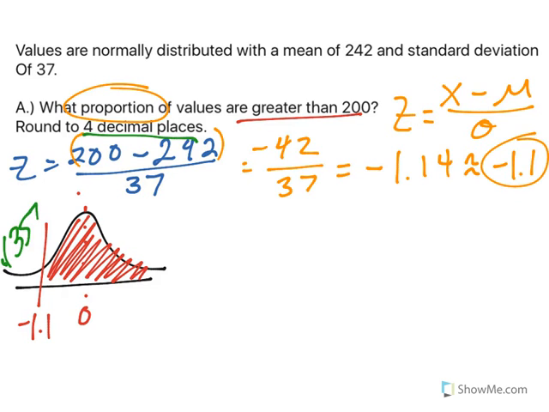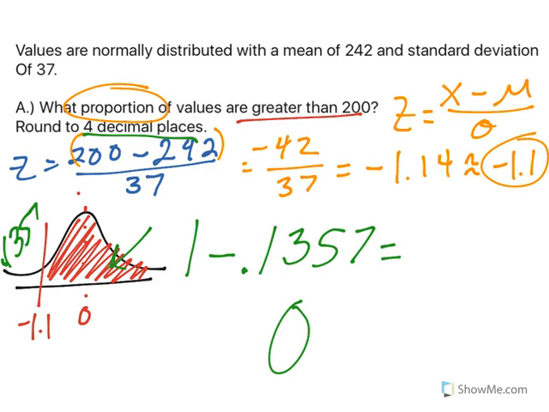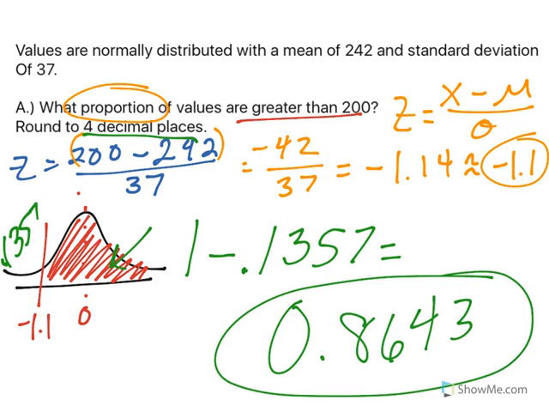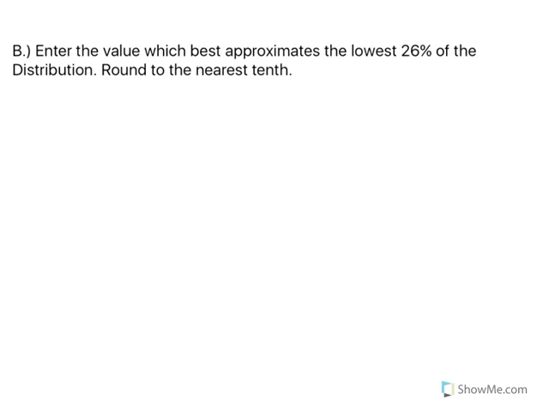So area to the left is 0.1357. Well, I don't want area to the left, I want area to the right. So I'm going to take all of the area, which is 1, minus 0.1357. And so the proportion of values that are greater is 0.8643. Part A, complete.